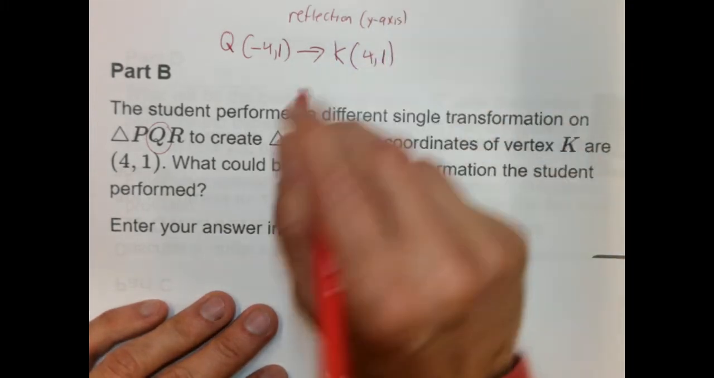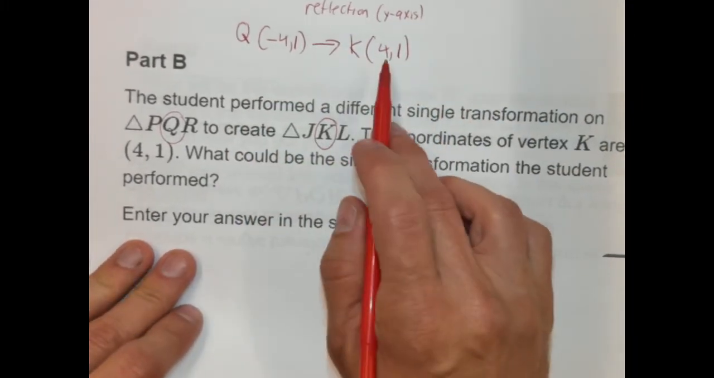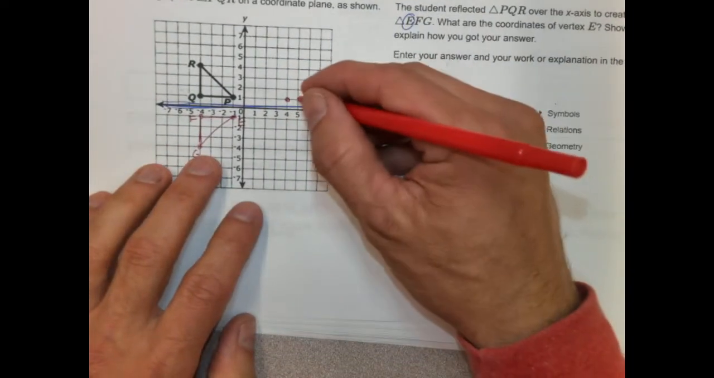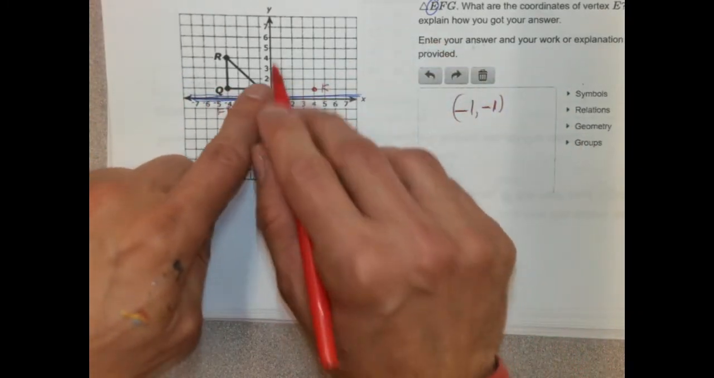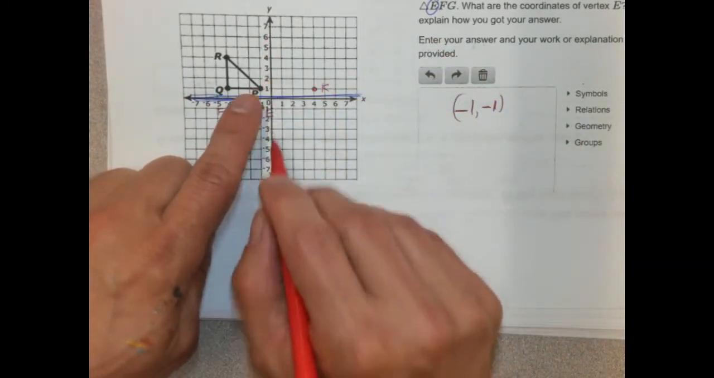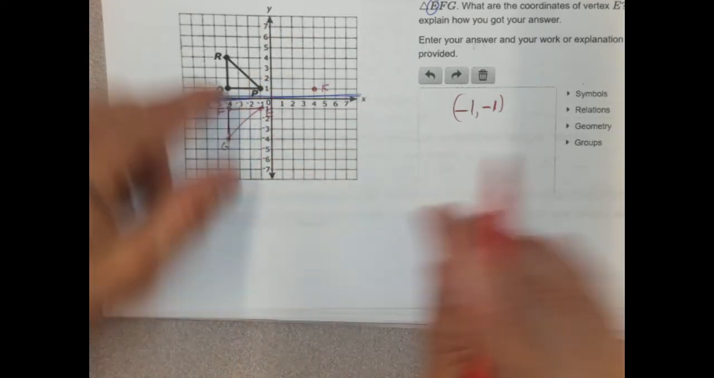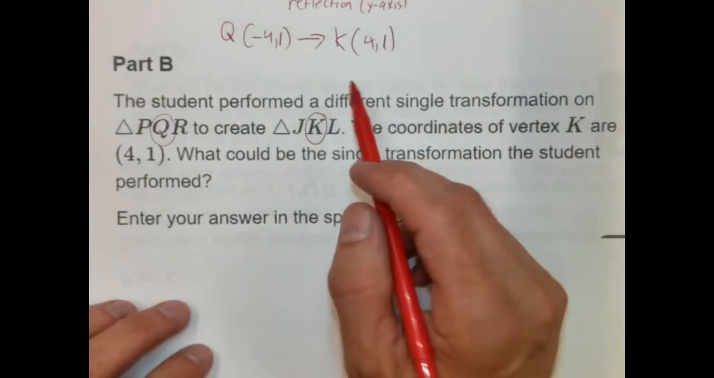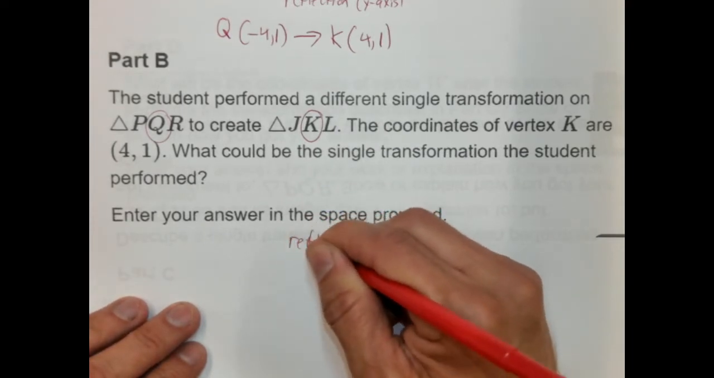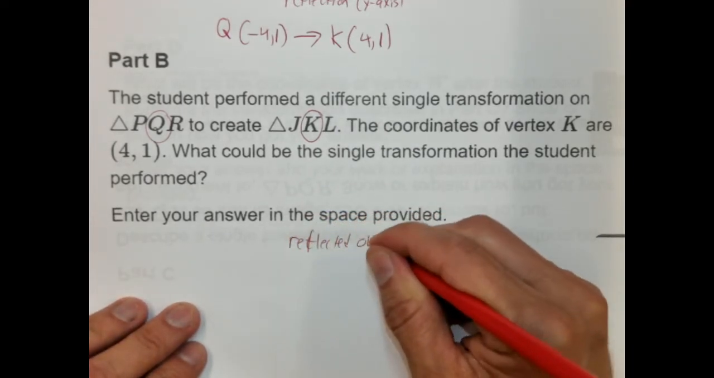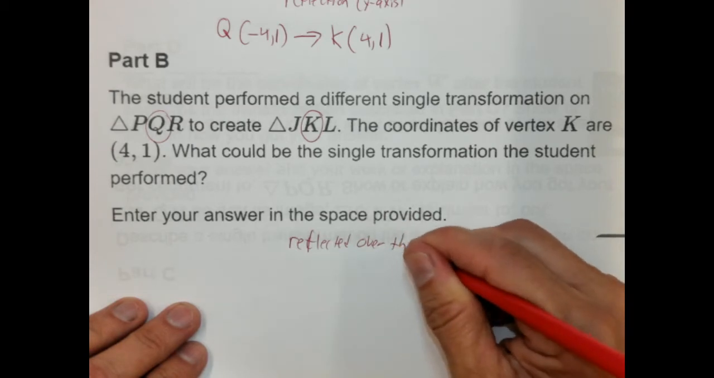If you don't remember that rule, it's okay. What I would recommend is graphing this point, labeling it K, and then you can see they're equidistant from the y-axis, therefore that would be our line of reflection. But it's a lot easier if you remember the rule. So we're going to say reflected over the y-axis.